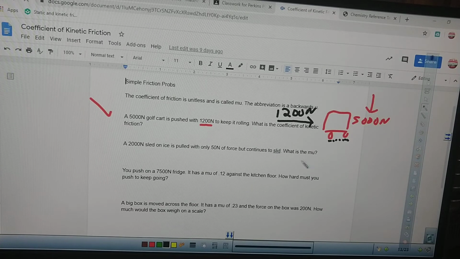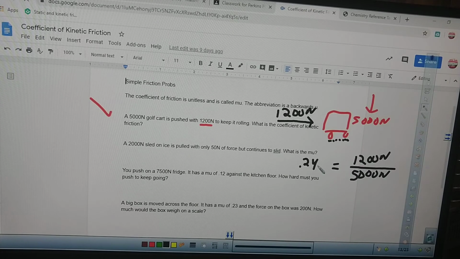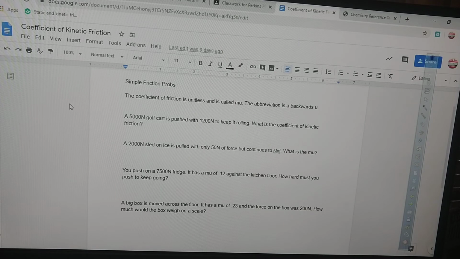Very simply, we would say the sideways force is 1,200 newtons, divided by how much it actually weighs, 5,000 newtons. Punch that into our calculator. We'll say that the mu of this is 0.24. And there are no units with the mu. It's a unitless number.